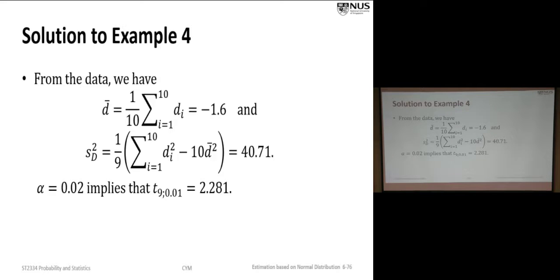So altogether, there are only 10 differences. So the degrees of freedom is 10 minus 1, not 20 minus 1. It's 10 minus 1 because we have only 10 differences, and we are looking at the difference instead of individual x and y. We are looking at D, which is x minus y or y minus x.